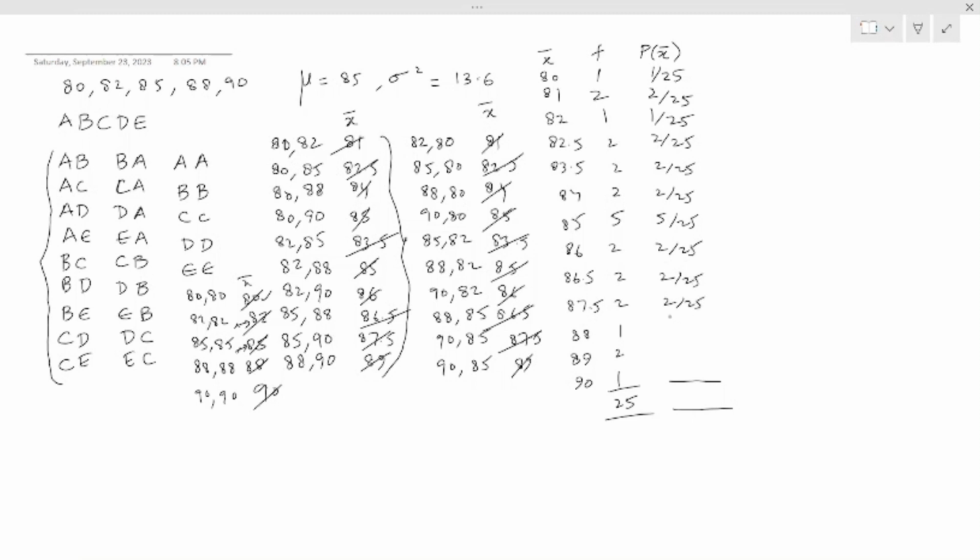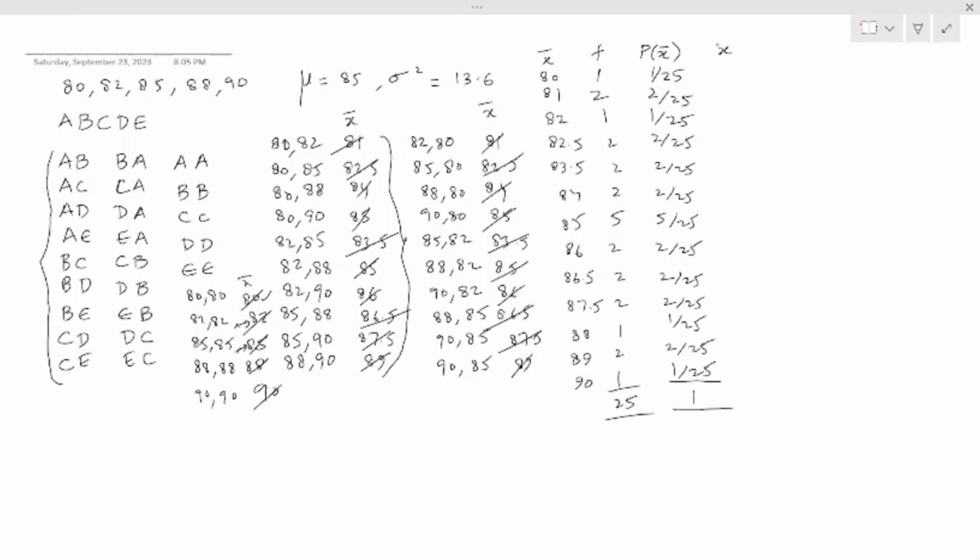So what we get as the sum of the column, the sum of probability of x bar, is 1. That is in line with the basic axiom of probability, that the sum of all the probabilities of any random variable x, or over here in our case x bar, is 1.